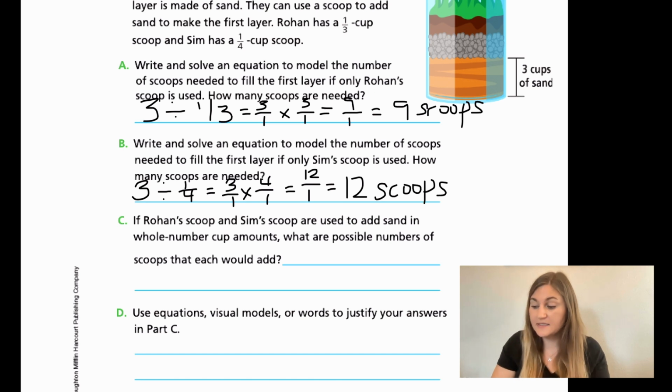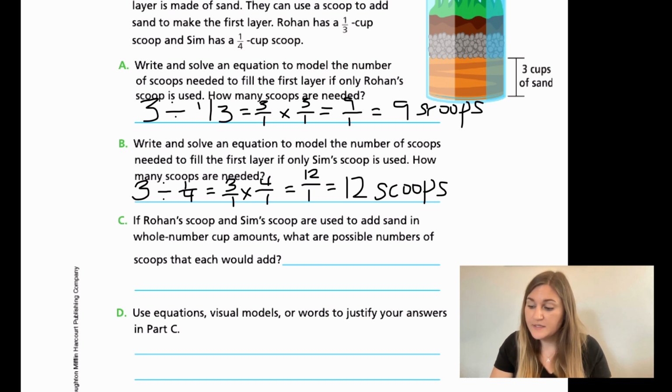And it makes sense that there's more scoops for a smaller amount in the scoop, right? If it's 1/4, 1/4 is less than 1/3. So it makes sense that there would be more scoops being needed if the scoop is holding less. So it does make sense. It's reasonable.